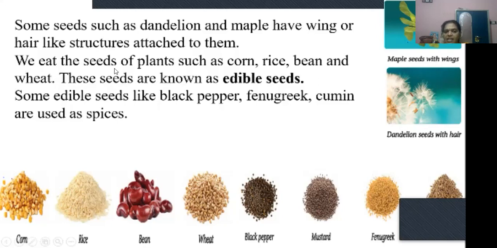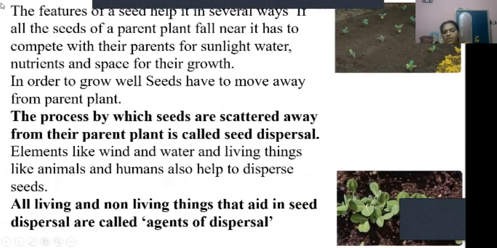We eat the seeds of plants such as corn, rice, bean, and wheat. These seeds are known as edible seeds. Some edible seeds like black pepper, fenugreek, mustard, and cumin are used as spices. The features of a seed help it in several ways.